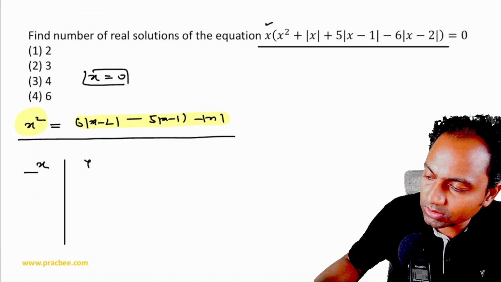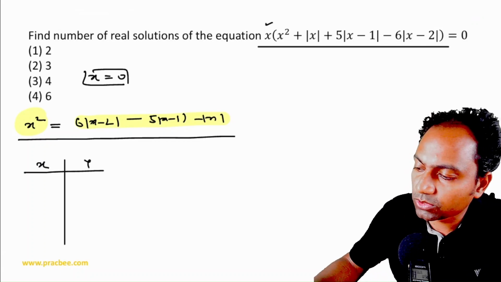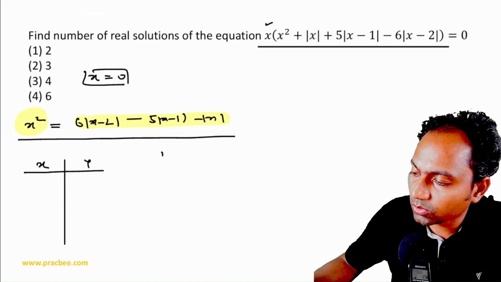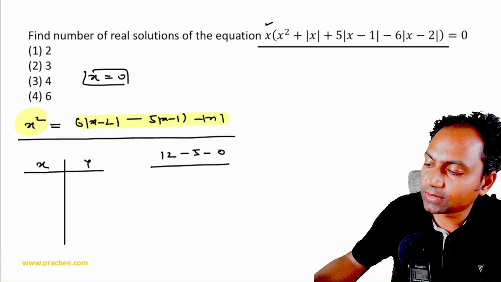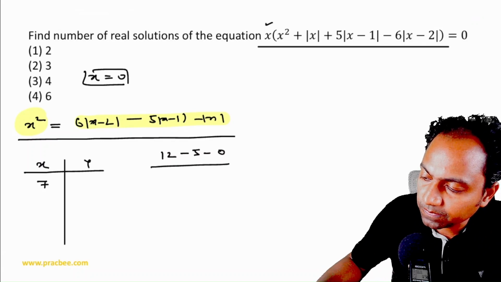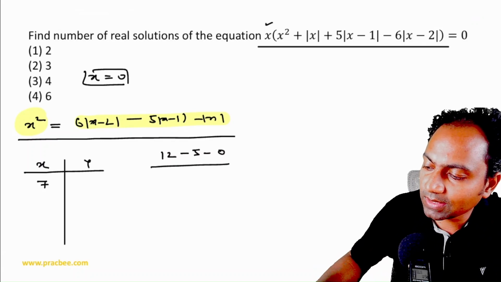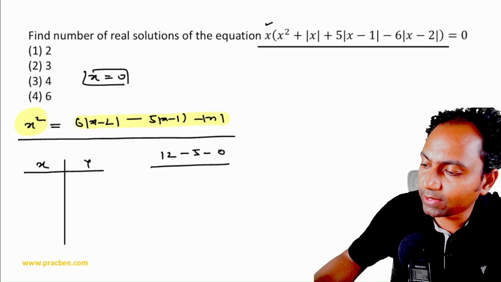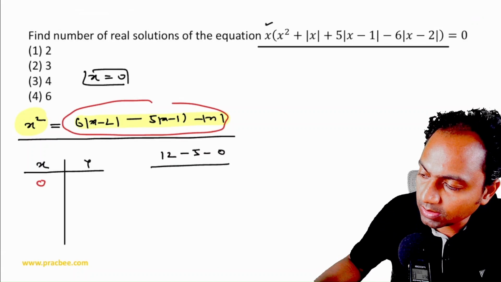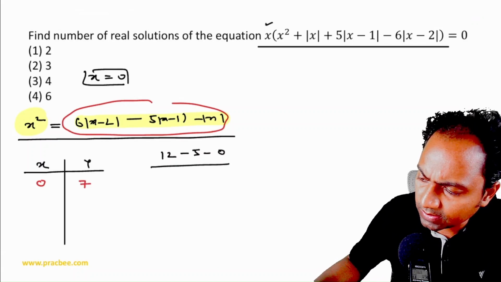and corresponding to this we will get some values of y. So you can see that if I put x equal to 0 here, the first term will become 12, the second will become minus 5, and the third will become again 0. So this comes out to be 12 minus 5, that is 7. So this becomes 7 when x is equal to 0. I am only looking into the value of this part when I put x equal to 0. And this becomes 7.